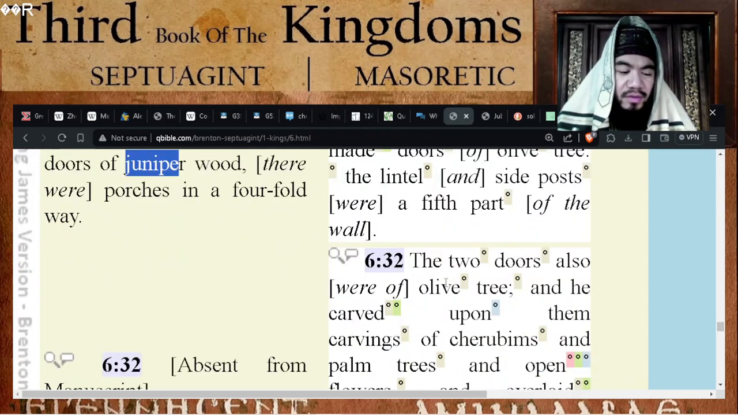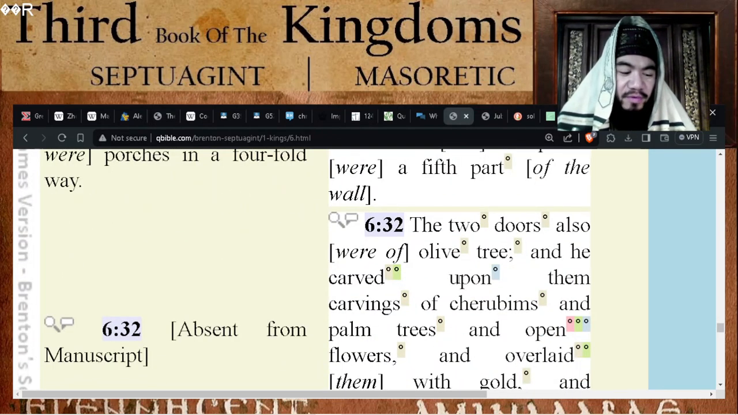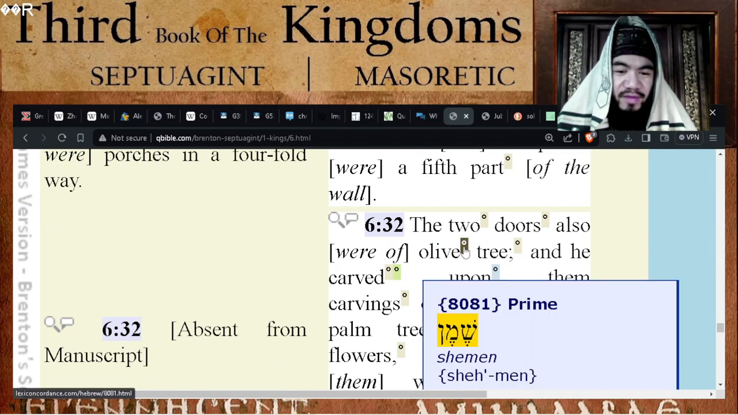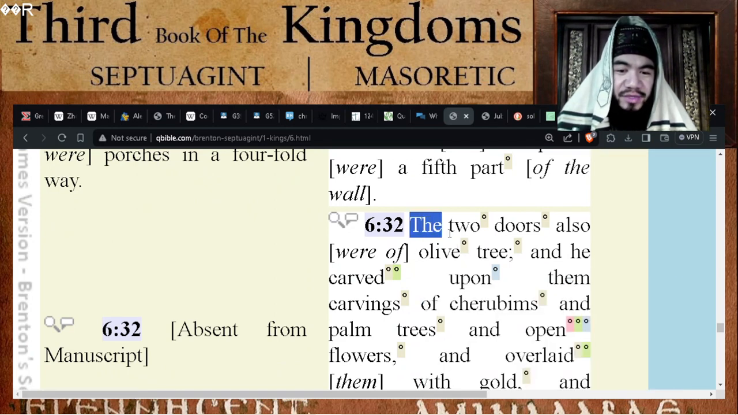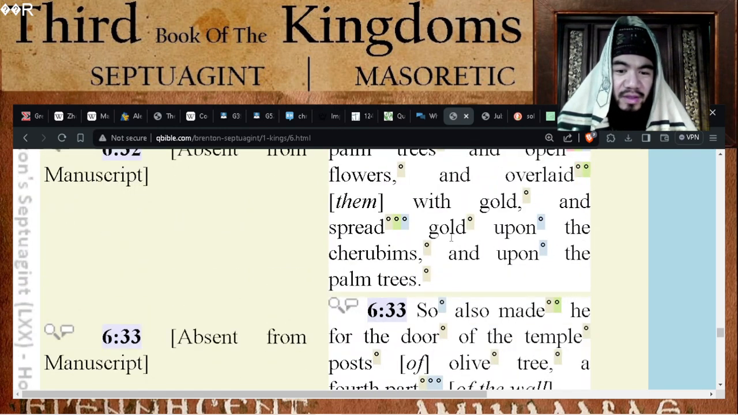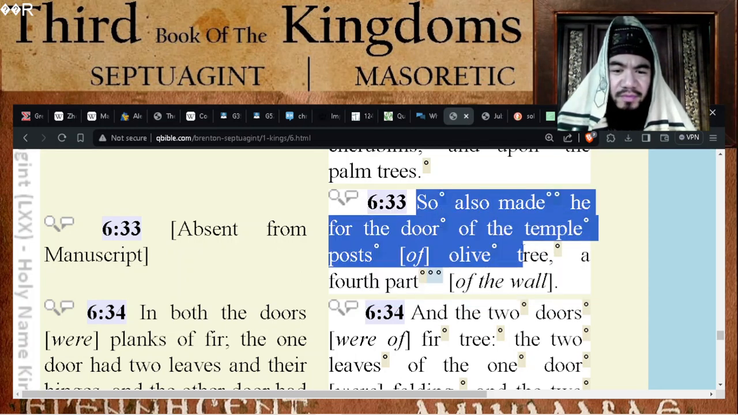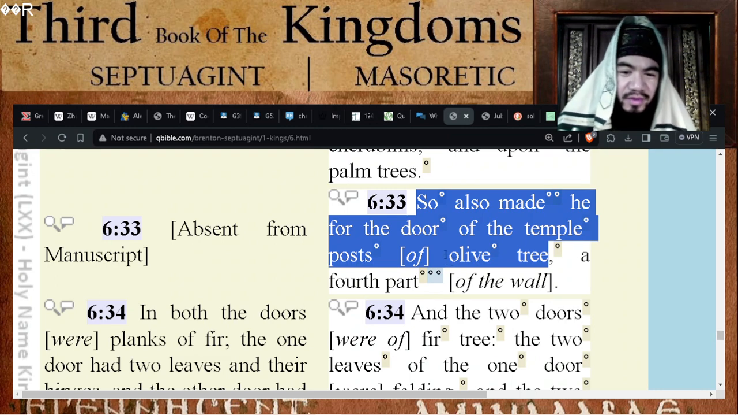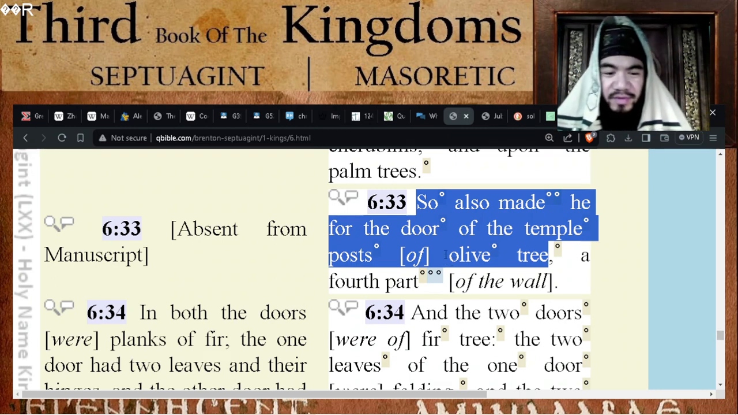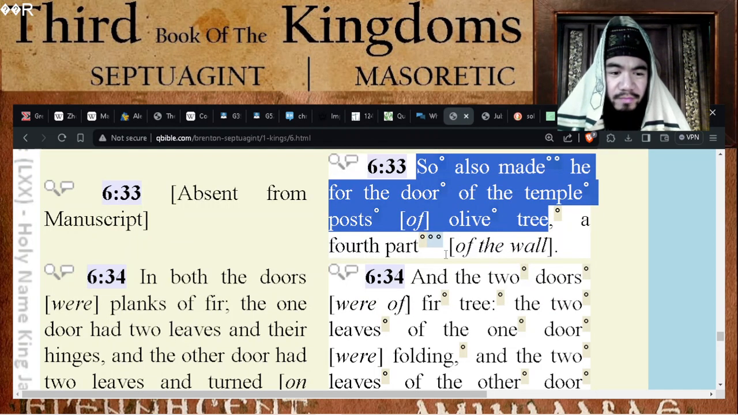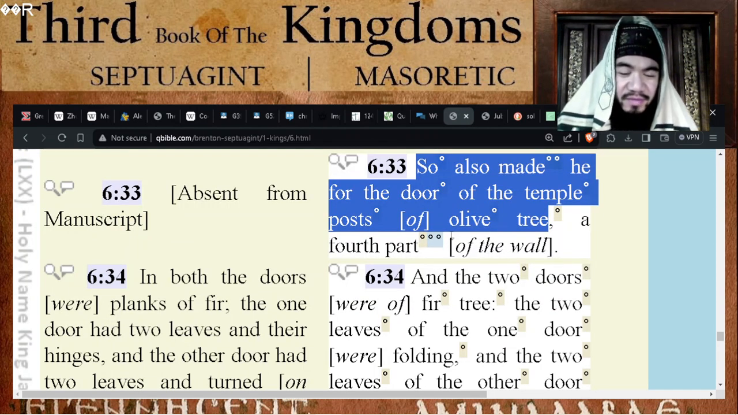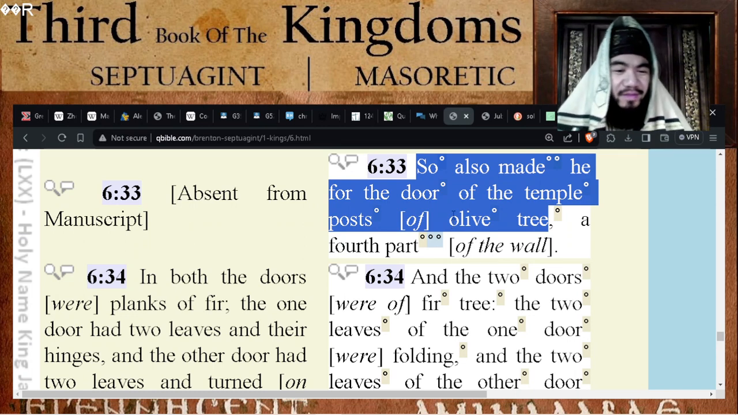Verses 32 to 33 were added. However, in the Septuagint, verse 35 contains the gist of verse 32, so I won't go over that. I will simply read verse 33, which is added. So also made he for the door of the temple posts of olive tree, a fourth part of the wall. Why would he use olive tree to make the door when most of it is made of cedar or fir? I should say not wood, since they are both wood, just different types of wood.